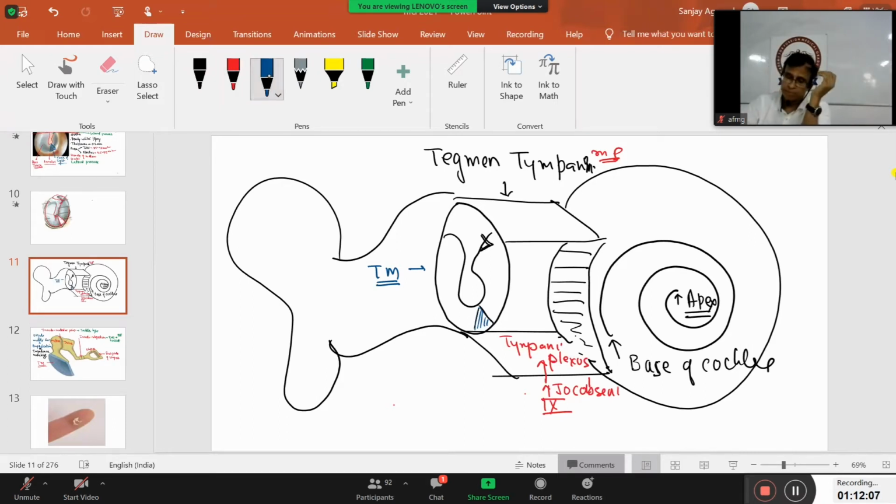But there is one more thing. There is a vein here. Which vein? Jugular vein. So below the floor, we have 2 structures. One is the ninth nerve, with the branch Jacobson's and all that, and a vein called the jugular vein. So how many boundaries are done? 4. Outer done, inner done, roof done, floor done. So what is left? Anterior, posterior. So we'll talk about these 2 boundaries now, the anterior boundary and the posterior boundary of the middle ear.